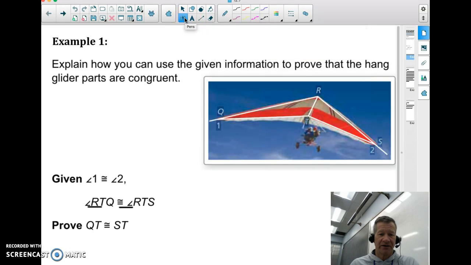So we've got a hang glider here, and we want to figure out, are the two triangles, parts of it, going to be congruent? So in other words, is this triangle QRT going to be congruent to SRT? Well, let's see what they say here. We've got, first of all, angle 1 being congruent to angle 2.